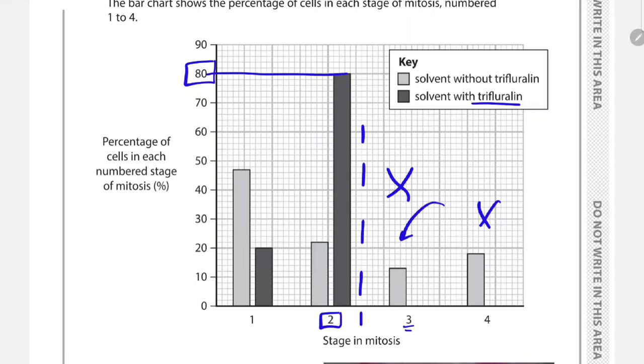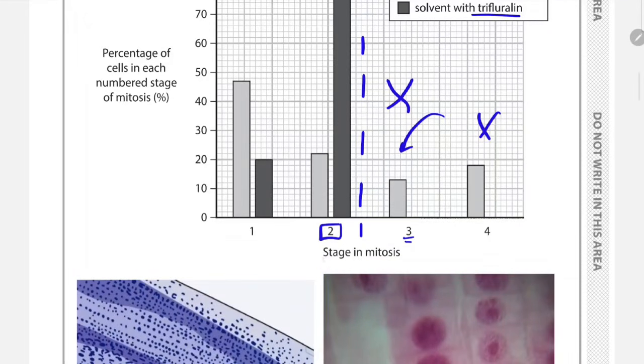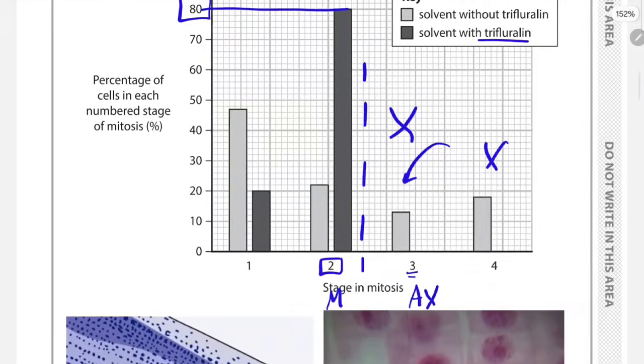stopped after stage 2, which was metaphase, and starting from anaphase, no mitosis was seen. There were no cells in anaphase, stage 3, and of course in telophase, stage 4. We could give a reason for that.